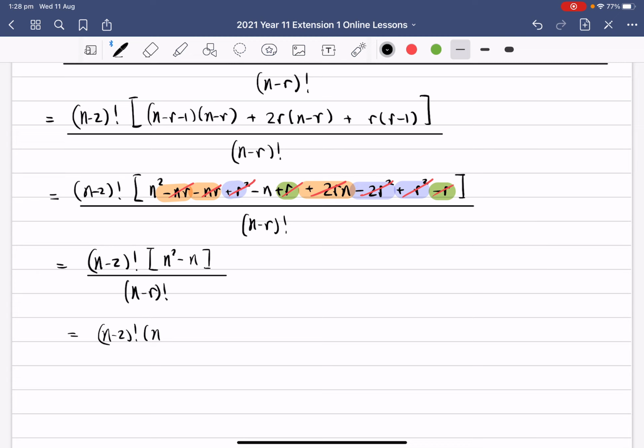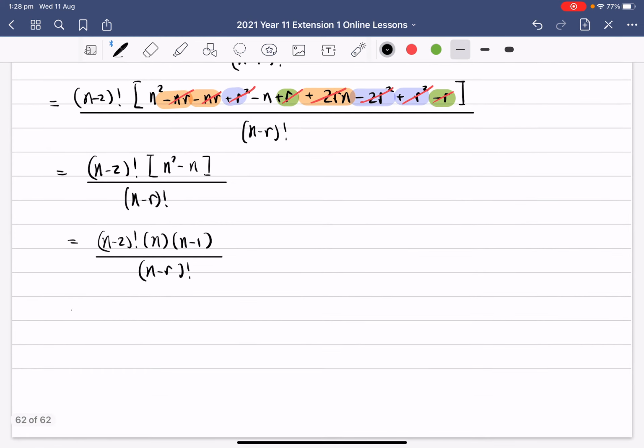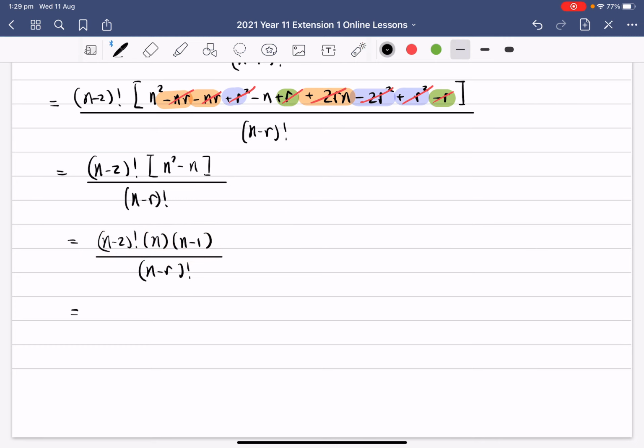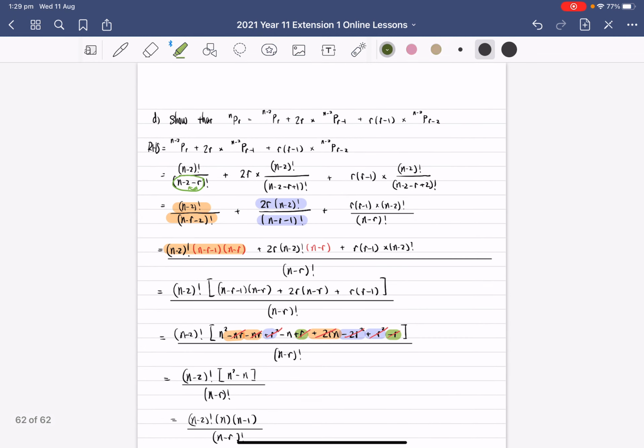All right, let's just take n out, n minus 1, and n minus r factorial. Now, if you pay attention to the numerator, n minus 2 factorial times n minus 1 is n minus 1 factorial. And if you multiply by n again, that gives you n factorial. So overall, the numerator becomes n factorial over n minus r factorial, which is nPr, which is the left-hand side of what you need to prove, which is here. Okay? All right, so that's it.